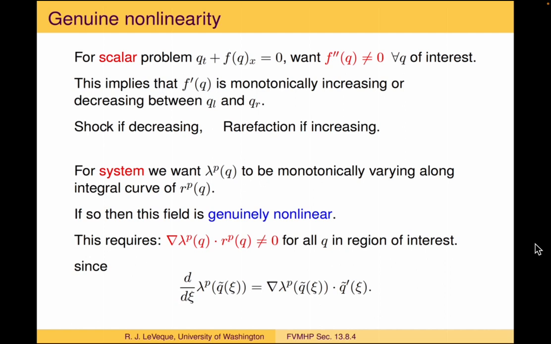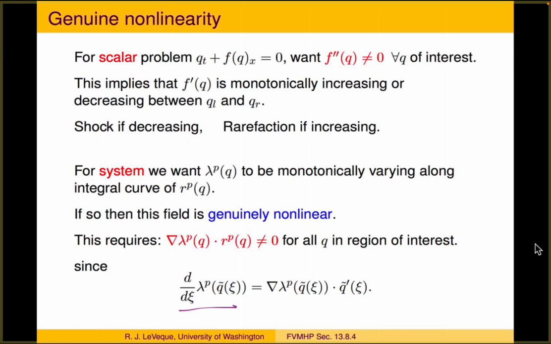So what does this require for a system? Well, we want the derivative of the eigenvalue evaluated at some q tilde of xi as we move along one of these integral curves. We want the derivative of that with respect to xi to be either always positive or always negative. And if you calculate what that derivative is, that's the gradient of lambda dotted with the gradient of q tilde of xi, which I've called q tilde prime of xi. So we need that inner product to be always positive or always negative.